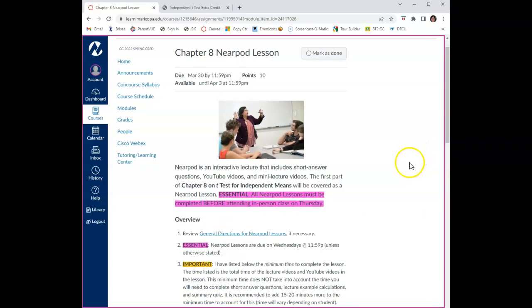The first part of the t-test for independent means will be covered as a Nearpod lesson. Please note the essential heading. Nearpod lessons are due on Wednesdays at 11:59 p.m.